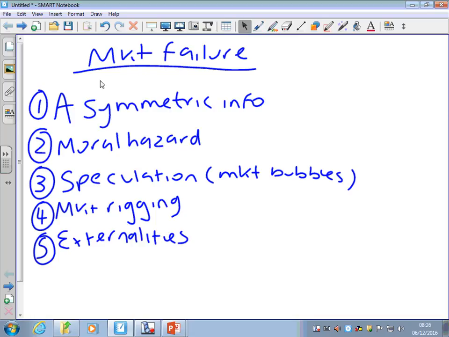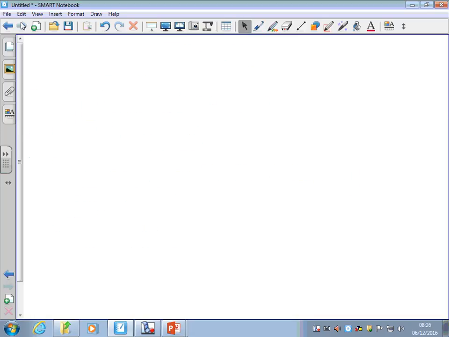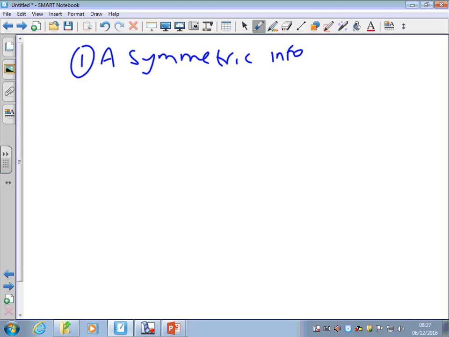Okay, so the first one is asymmetric information. Asymmetric information is where, in a marketplace, either the buyer or the seller knows more than the other person. For example, when I did Year 6 French for the first time at school, for some reason I thought what the teacher was telling me was nonsense, like they were making up their own language. So in that market, she knew more than I did, and I thought I was getting a raw deal.